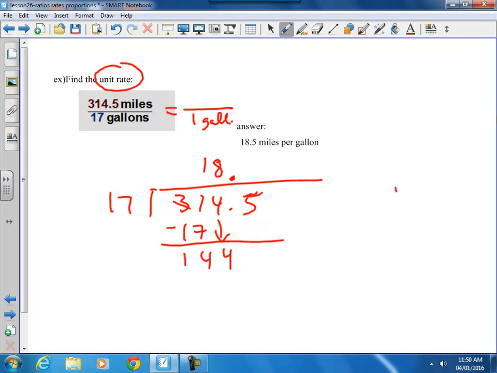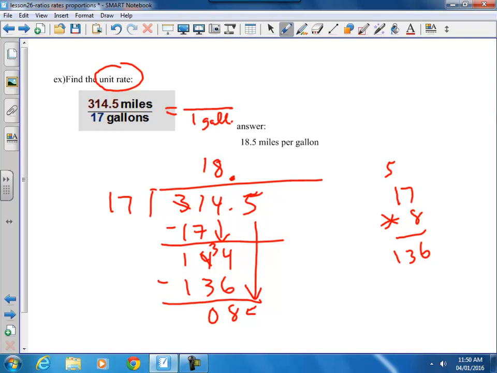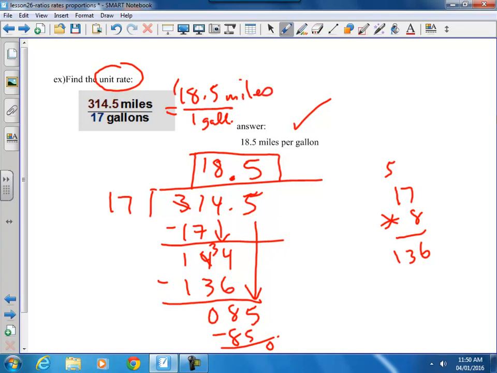And even if you need to go off on the side, on the margin, and be like 17 times 8 is 136. Draw the line and subtract. Bring down the last guy. And 17 into 85 goes 5 times. So we're arriving at 18.5. All right. And we see the answer, 18.5. Always make your units miles per gallon.